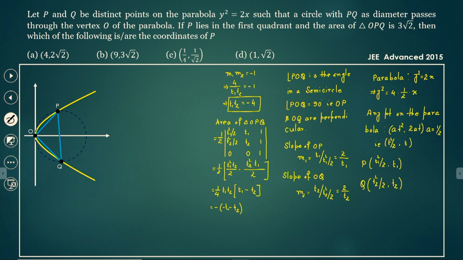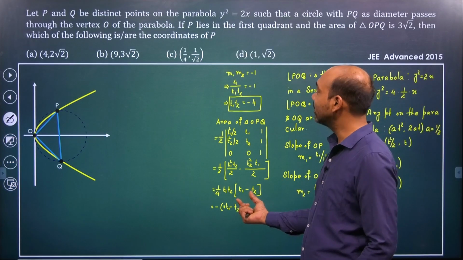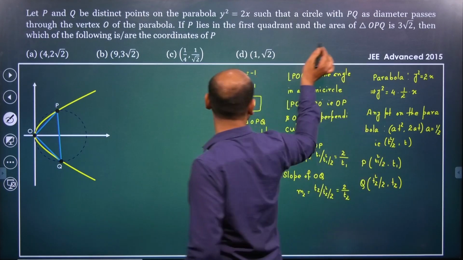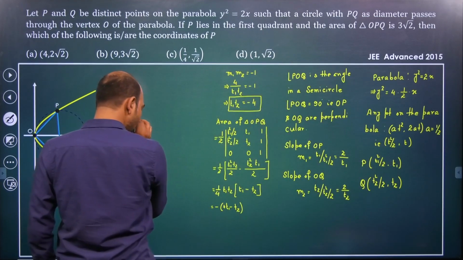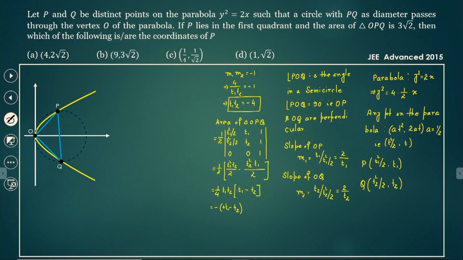Now, that's it. Okay. So, we calculate that area in the form of determinant. Now, we have to assume that this value is definitely equal to 3 root 2. It is given. So, therefore, we will say that T1 minus T2 is equal to minus 3 root 2. So, that's the condition of the second equation.